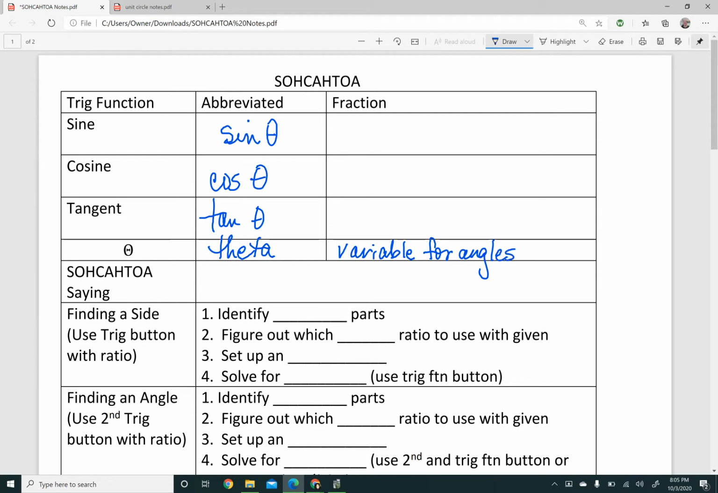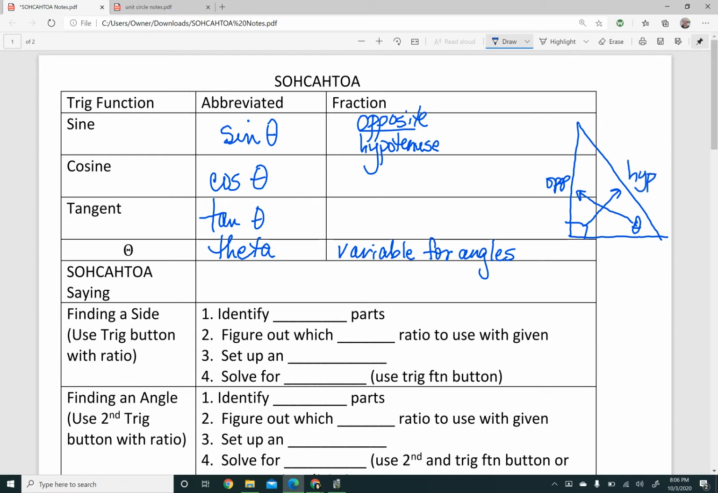Now, when we're talking about the fraction that goes along with that, basically if we draw a right triangle and we make a theta, the sine is the opposite over the hypotenuse. The opposite is always the side you can draw an angle out to. So this is your opposite side. The angle opposite the right angle is always your hypotenuse.